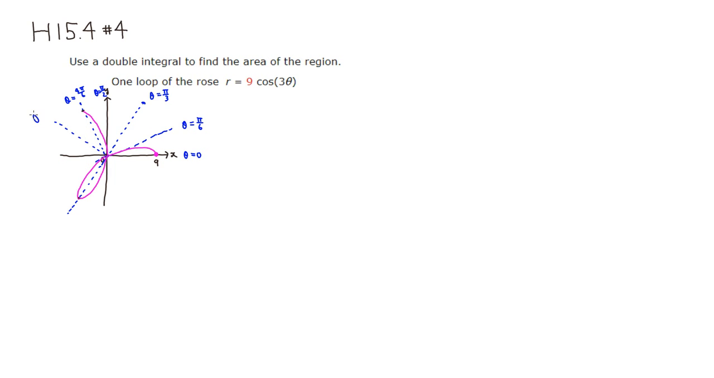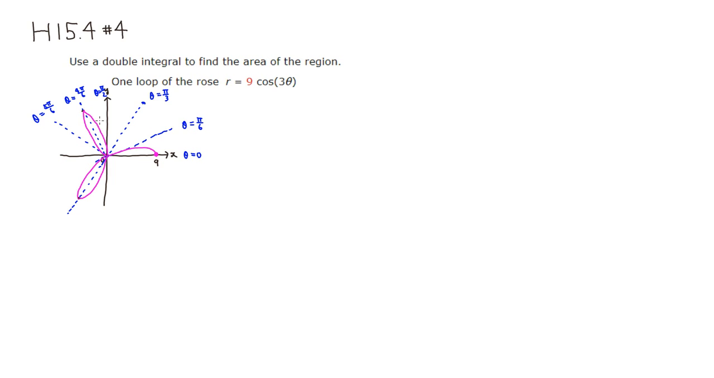Let's say theta is equal to 5 pi over 6. All right, so that would be 5 pi over 2. So cosine is going to be 0. So it's going to actually go back here.